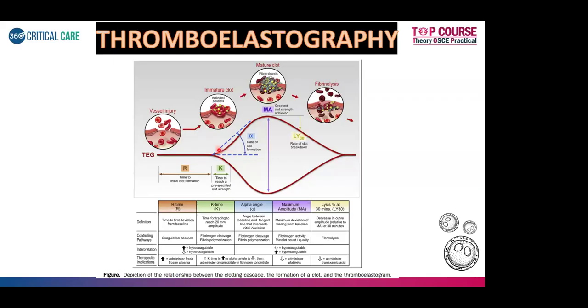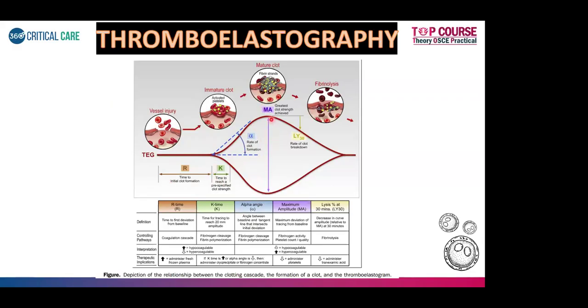So if this is the initial deviation, you have to draw a line which is here, and this is the tangent drawn to the initial deviation. This usually helps us understand the alpha angle. Both K time and alpha angle will give us an understanding about fibrinogen issues in the clot. So R time is for your clotting factors, K and alpha are for your fibrinogen.